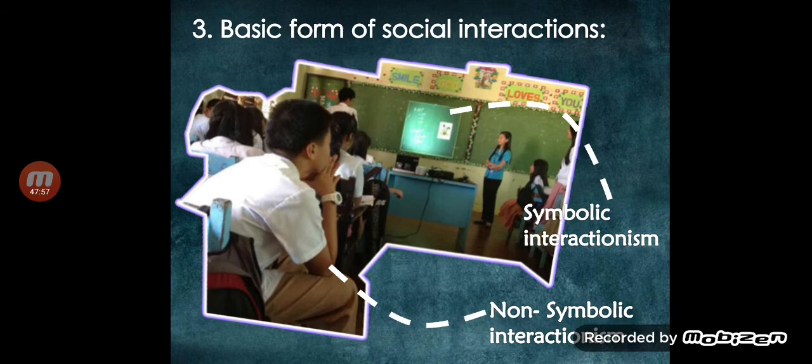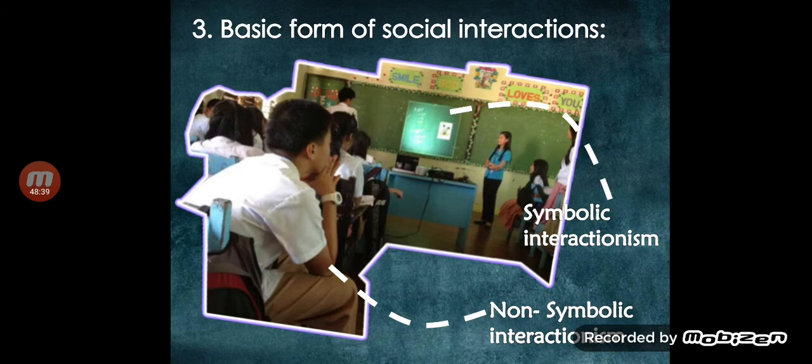Now, according to Blumer, there are two basic forms of social interaction. One does not involve thinking, the other one involves thinking. So the symbolic one involves thinking, while the non-symbolic one doesn't. Now, there are three important premises on how this process came up from non-symbolic to symbolic. Let's have the first one. Every individual acts toward the things they encounter based on what those things mean to them.